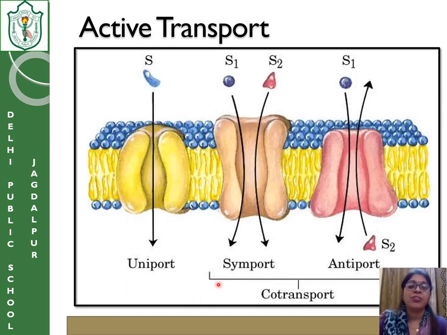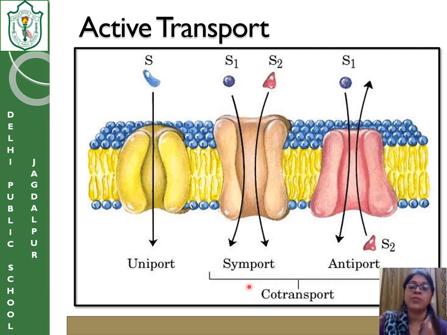This is a diagrammatic representation. You can see that active transport, which utilizes ATP molecules, can be done in three ways: uniport, symport, and antiport. The latter two are called co-transport, meaning two substances are transported at the same time. In uniport, only one substance or component is passed across the plasma membrane at a time, and when two are done together, it is called co-transport.